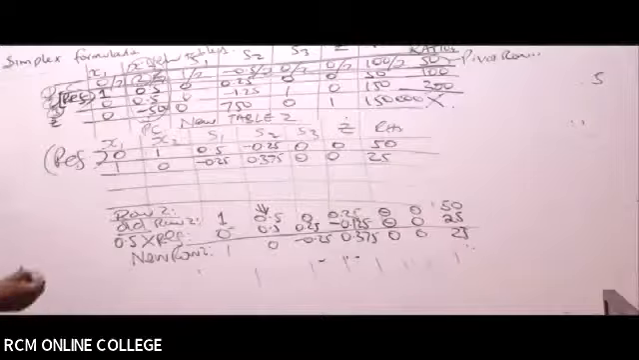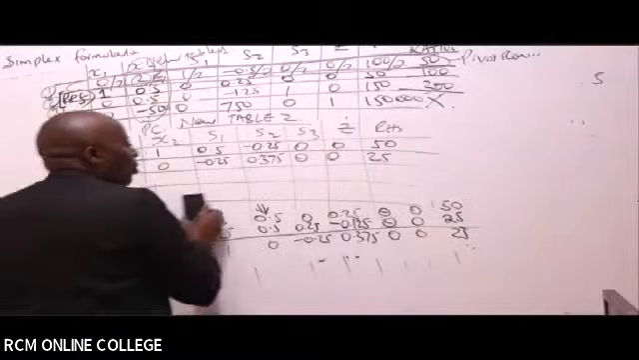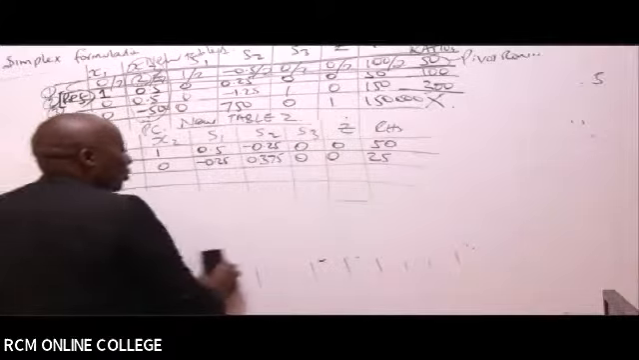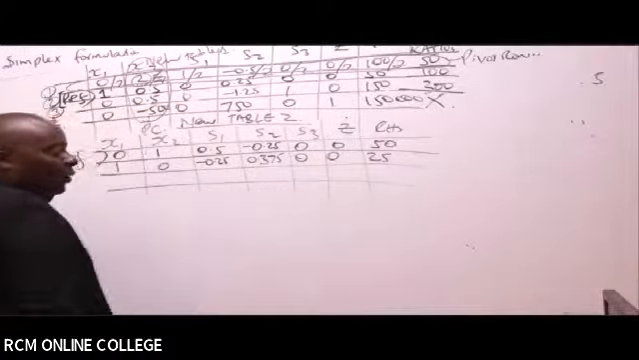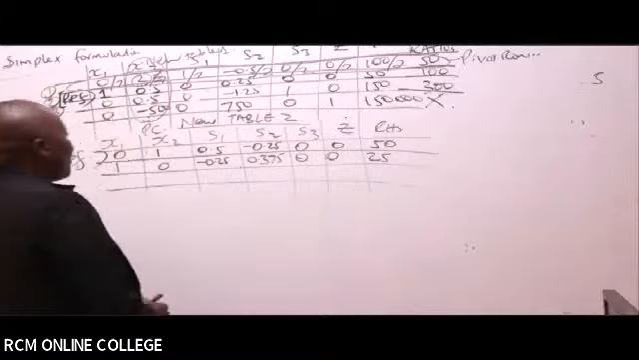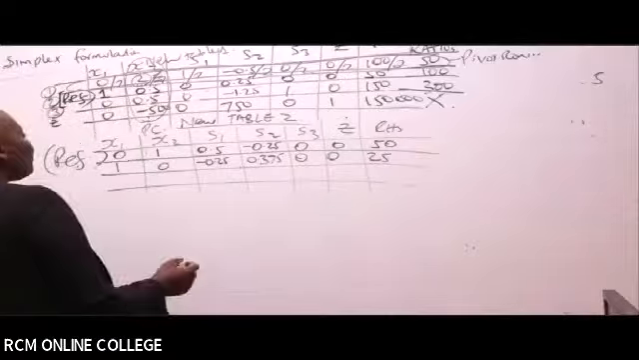Please kindly try getting row number 3 by yourselves. I'll give you 5 minutes. You give me this new row 3. Try getting this row number 3. Just put down your figures, you will be correct.